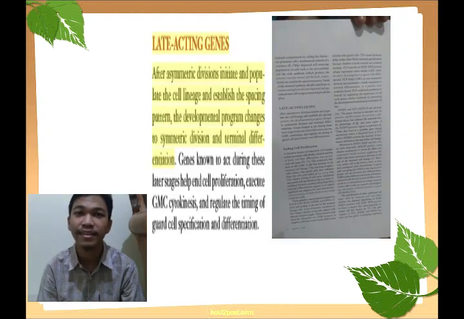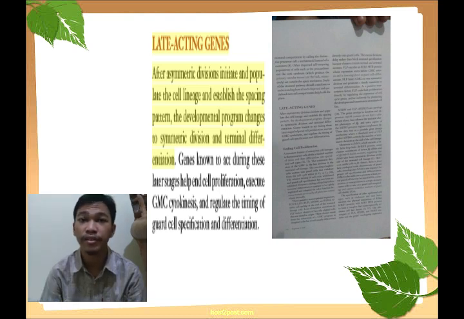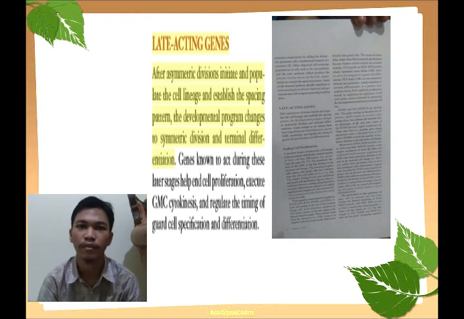Late-acting genes. After asymmetric divisions initiate and populate the cell lineage and establish the spacing pattern, the developmental program changes to symmetric division and terminal differentiation. Genes known to act during this later stage help end cell proliferation, execute GMC cytokinesis, and regulate the timing of guard cell specification and differentiation.